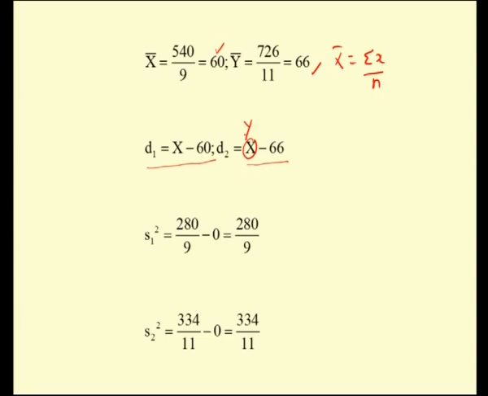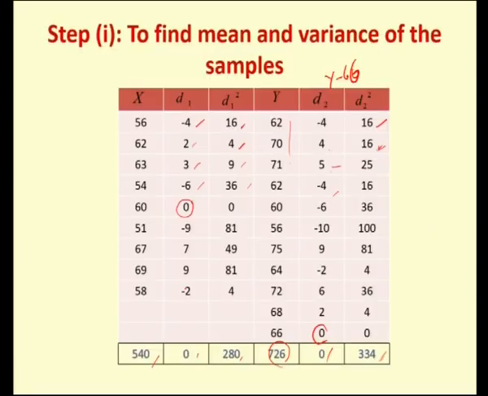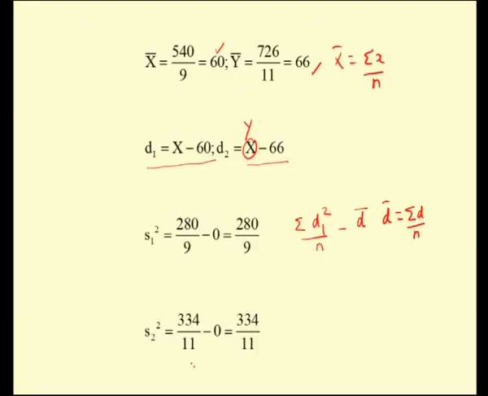Now you have to find out S1 squared. S1 squared is nothing but summation of D1 squared by n minus D bar squared, where my D bar is nothing but summation of D divided by n. So look into this particular thing. You have got your summation of D is 0. Therefore, it is going to be 0. So this term will be 0.